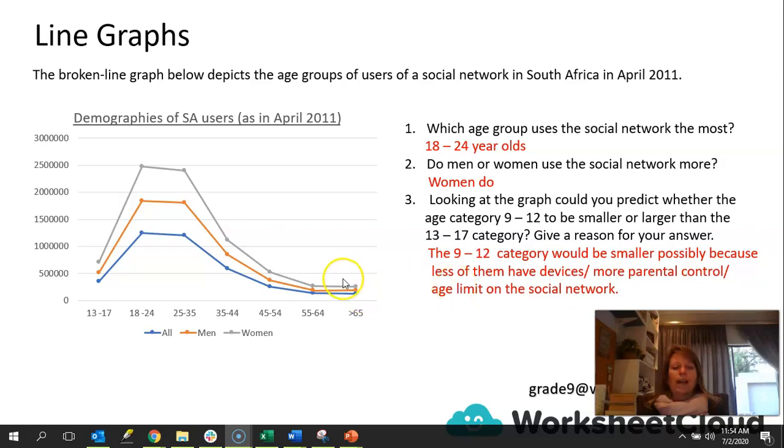And if you look at the other end of the scale, the 65 and above probably is going to get even less and less, probably because those people never really had social media when they were younger, and so are not particularly interested in it now. Okay, so that is lesson 1 in the series of data handling, basically representing data.